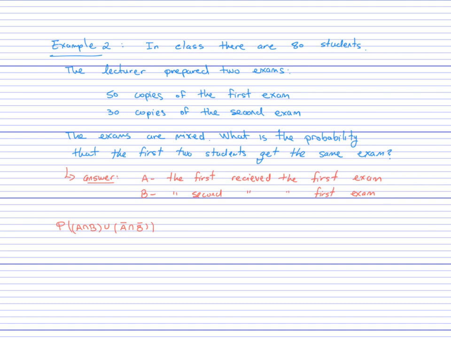One more time, why? Here, A and B means that the first student and the second student get the first exam. Not A and not B means that the first student gets the second exam, and the second student also gets the second exam. And that's exactly equivalent to saying that both students get the same exam.